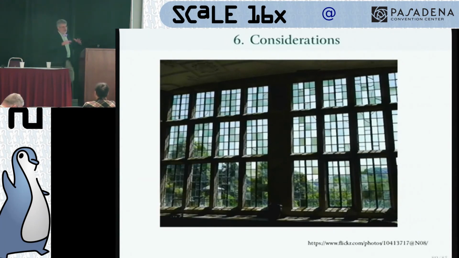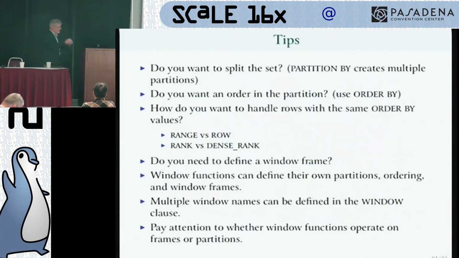So I just want to end with an overview of things you need to remember, to gel it in your head, and we can all head out. First, when you're setting up a window function, do you want to split the data? You're going to need a partition. Do you want an order to the values in the partitions? Okay. Use order by, right? How do you want to handle rows with the same order by value? Range mode or rows mode? Rank or dense rank, right?